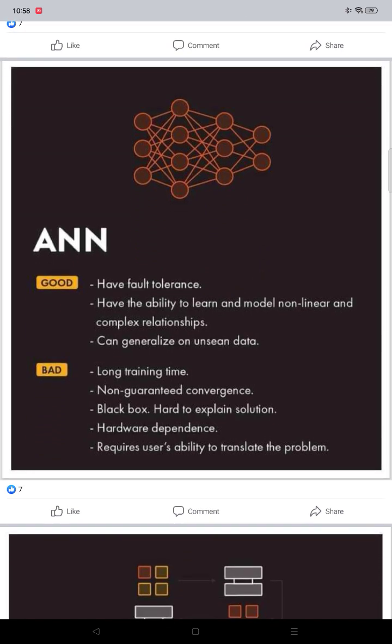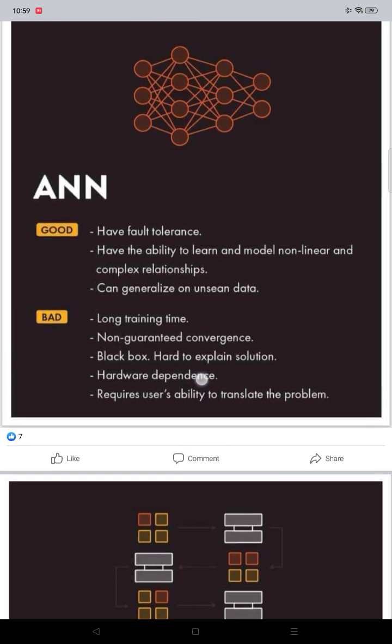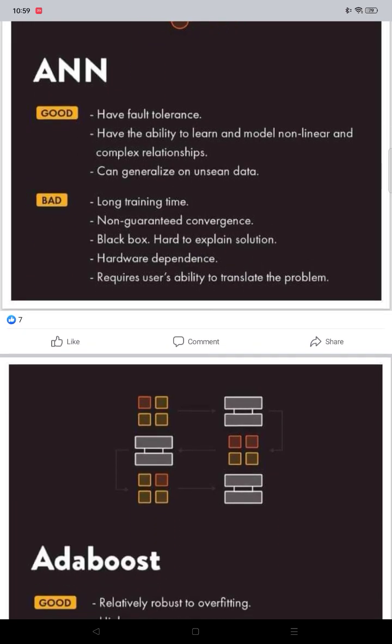ANN. The good thing is it has fault tolerance, has the ability to learn and model nonlinear and complex relationships, and can generalize on unseen data. And the bad thing is long training time, no guaranteed convergence, black box, hard to explain solutions, hardware dependency, and it requires the user's ability to translate the problems.